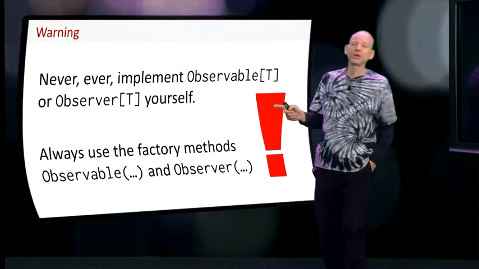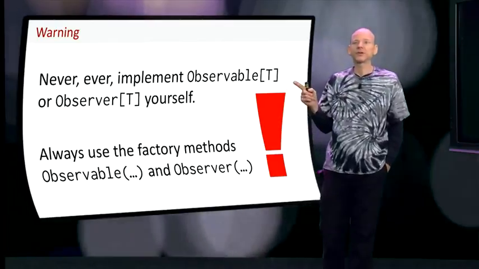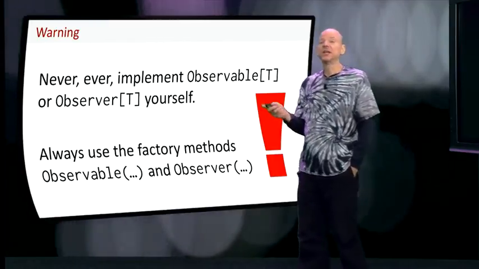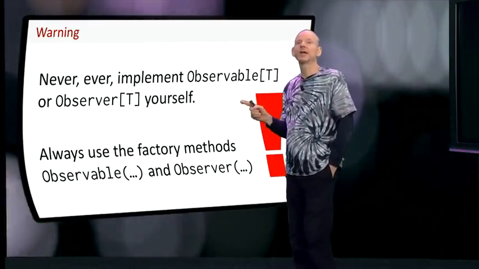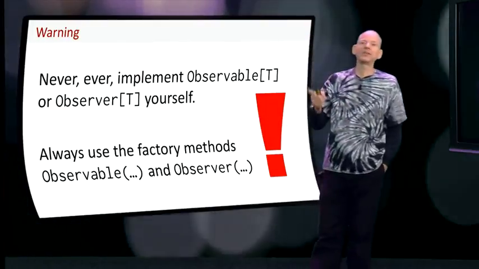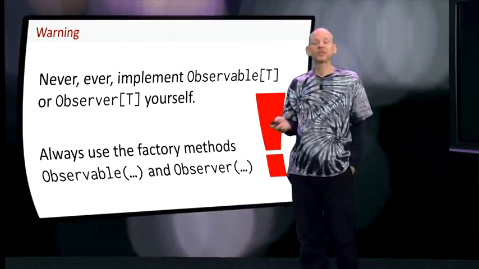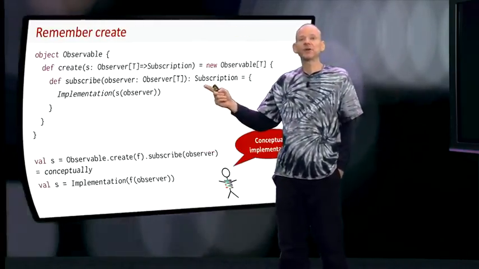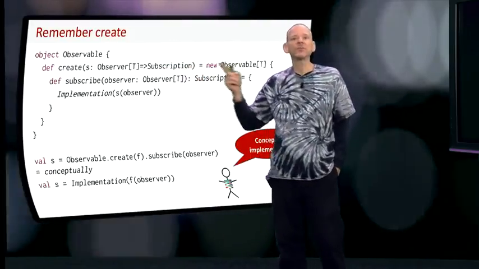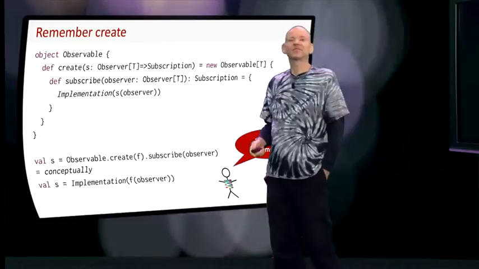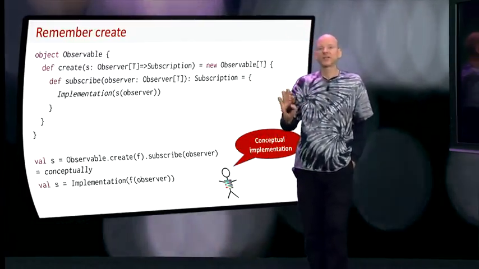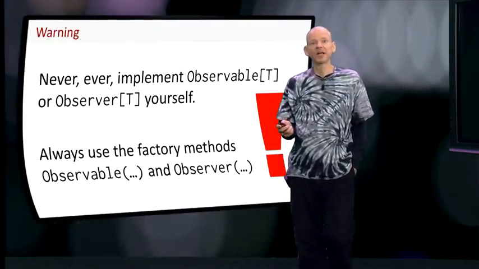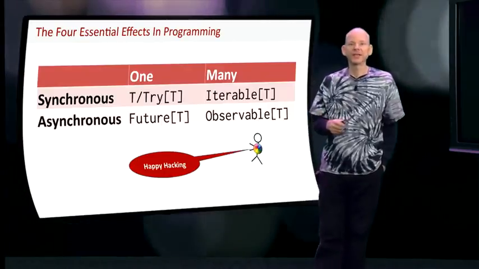Okay, so one last warning. Never ever implement Observable or Observer yourself, or in fact any of the other Rx types, because you will violate the Rx contracts. I guarantee you. So when you do a code review and you see somebody write naive code like this, where they say, oh, I need to create an Observable just by implementing the subscribe method, alarm bells should go off. You should never ever do that. Really use only the factory methods.